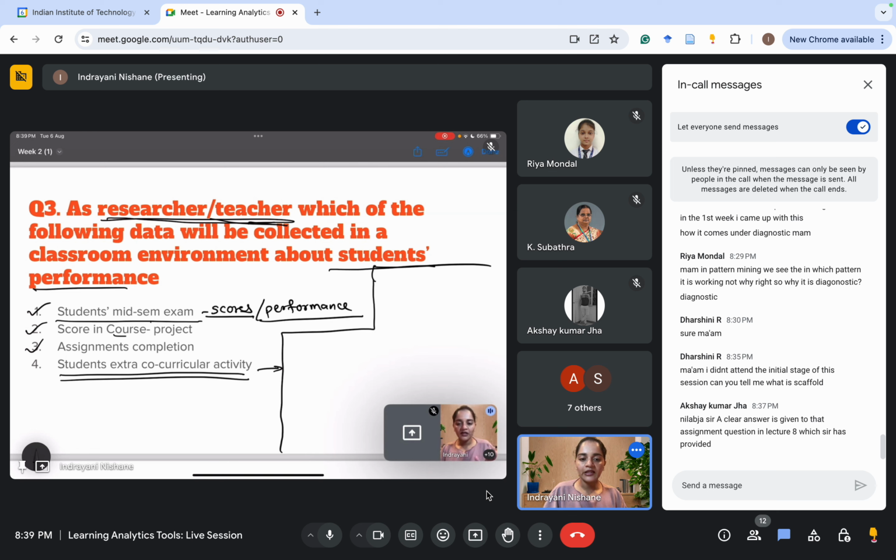So when we think about their performance in class, only options 1, 2 and 3 are relevant. For class performance, in a straightforward scenario, their co-curricular and extracurricular activities we will not be considering. Hence the correct options are 1, 2 and 3, and we will not be considering 4.